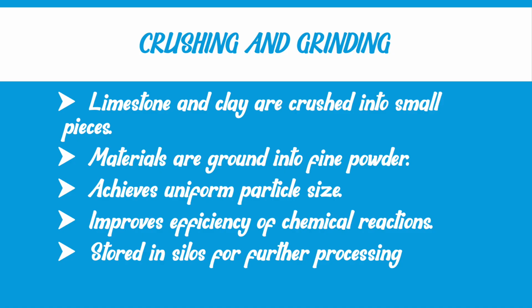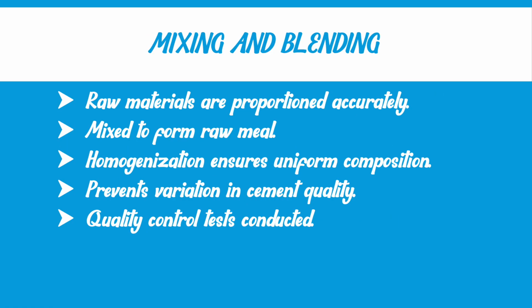Then crushing and grinding. Limestone and clay are crushed into small pieces, so that the materials are ground into a fine powder, so that it achieves uniform particle size. It improves the efficiency of the chemical reactions. It is stored in silos for further processing.